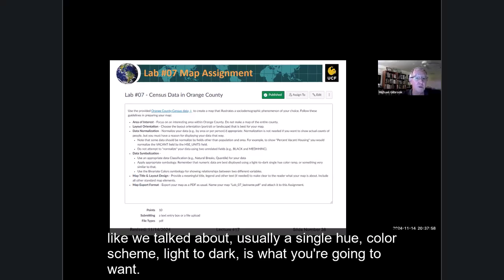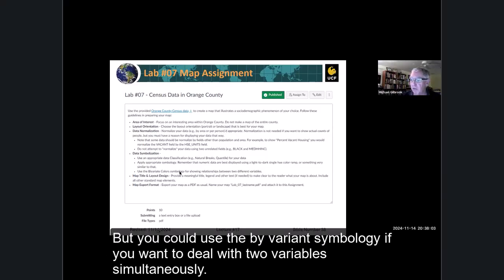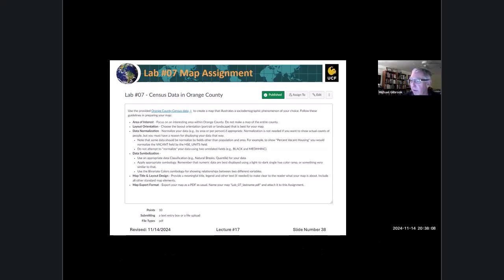Usually a single hue color scheme, light to dark, is what you're going to want. But you could use the bivariate symbology if you want to deal with two variables simultaneously.